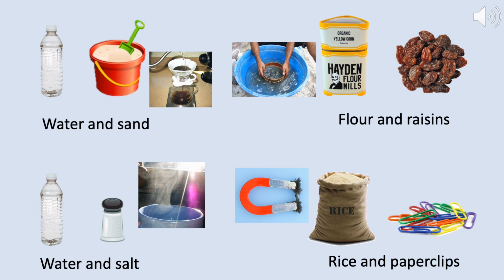And hopefully you had this one, the rice and the paper clips. Obviously, the paper clips are magnetic and they would be attracted to the magnet, but the rice would not. So hopefully those are the separation methods you identified for each classification of mixtures.